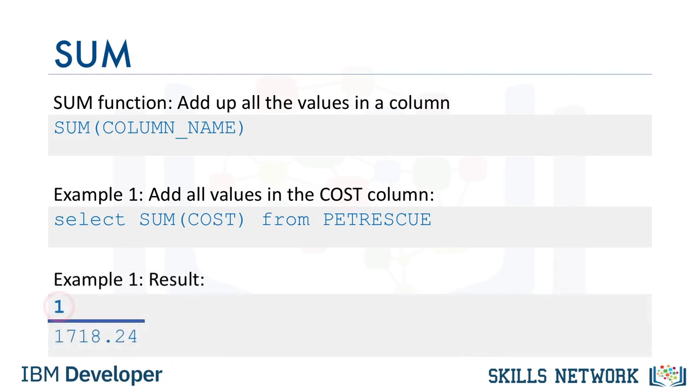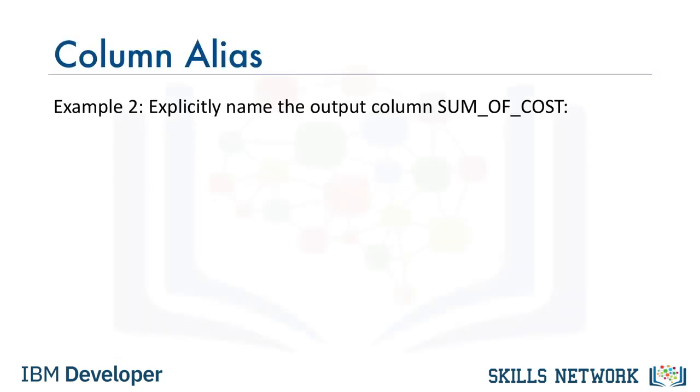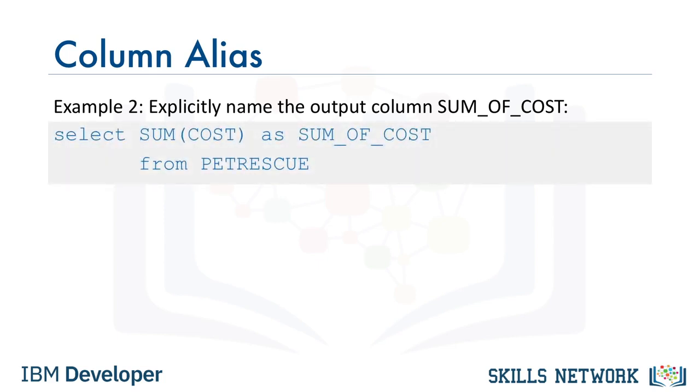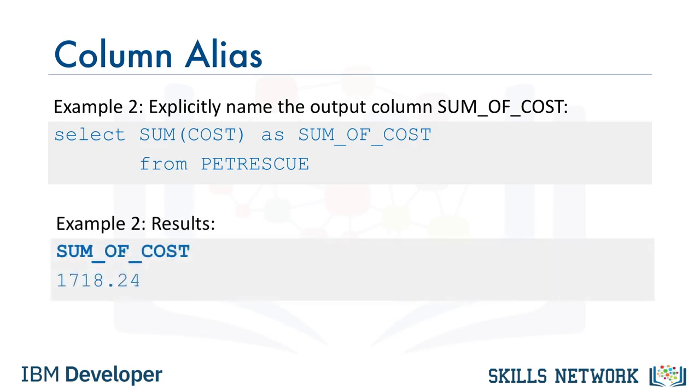When you use an aggregate function, the column in the result set by default is given a number. It is possible to explicitly name the resulting column. For example, let's say we want to call the output column in the previous query SUM_OF_COST. Select sum(cost) as SUM_OF_COST from pet rescue. Note the use of AS in this example.